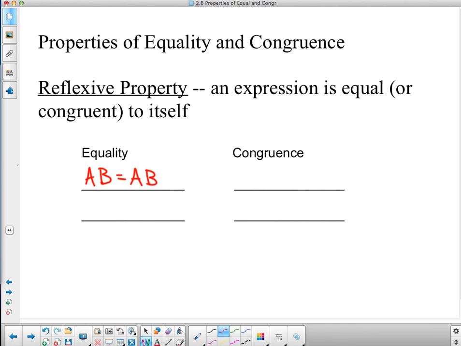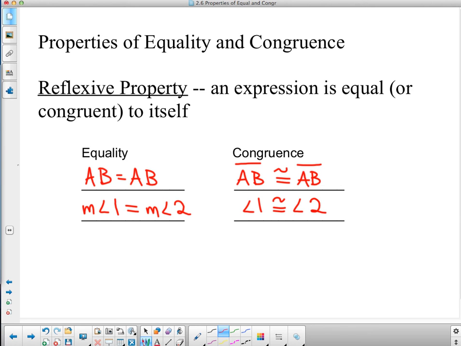In congruences, if we use the congruent symbol, we have to name the actual segment. Segment AB is congruent to segment AB. That type of statement is true because of the reflexive property. It's just saying that something is congruent to itself. If we're talking angles, with equality, it would say the measure of angle 1 is equal to the measure of angle 2. If it's the reflexive property of congruence, it would look like angle 1 is congruent to angle 2.